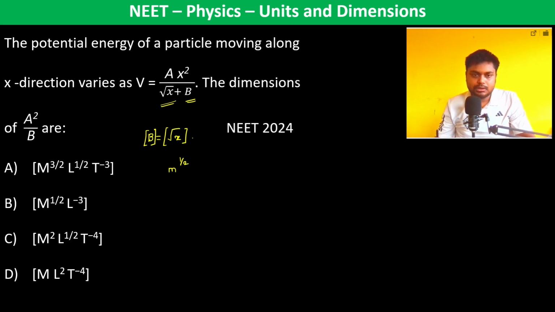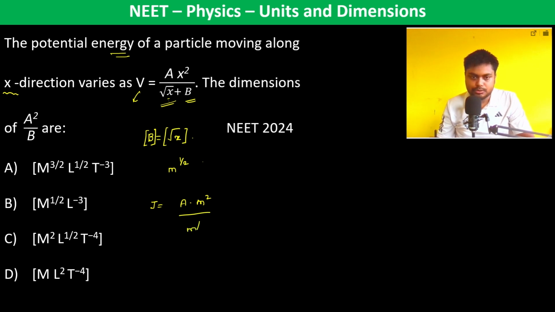Now this is energy, because it is mentioned that this is potential energy. Therefore joule is equal to A into x. x is in meters. Why is x in meters? Because it is written that the particle is moving along the x direction, and therefore a x square. So x has to be in meters. So a meter square divided by, so both of them are meter to the power half.